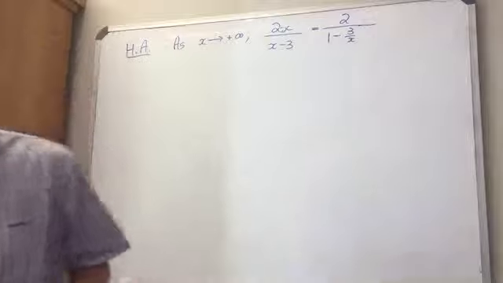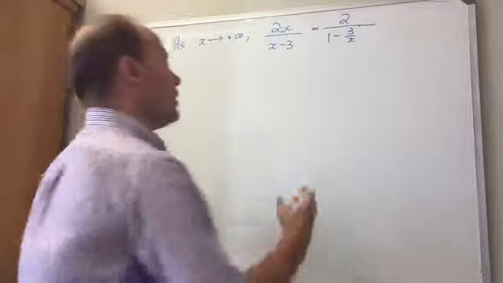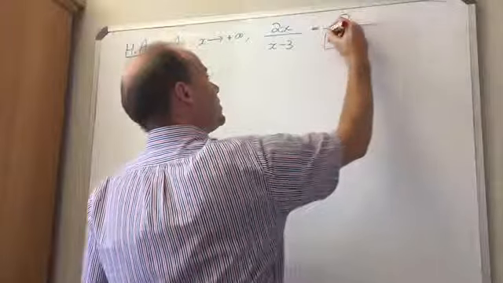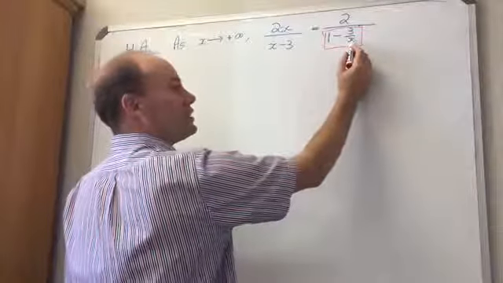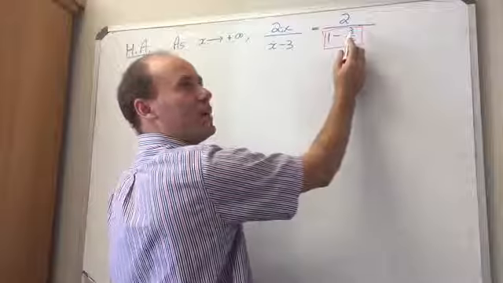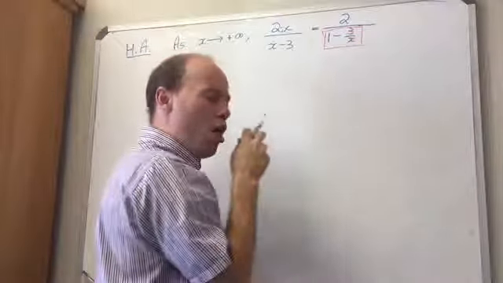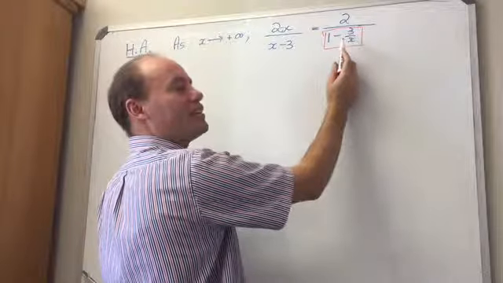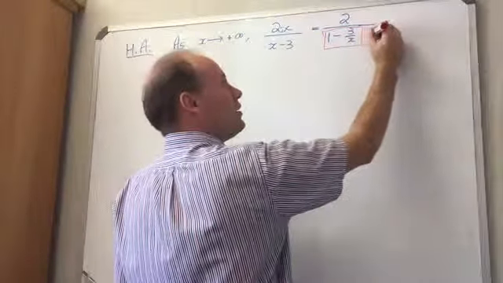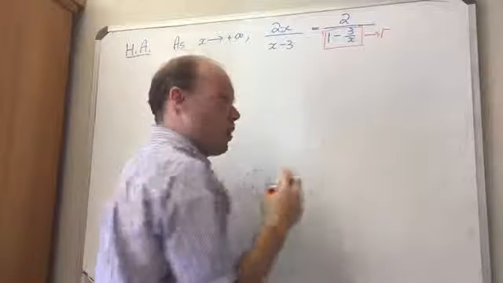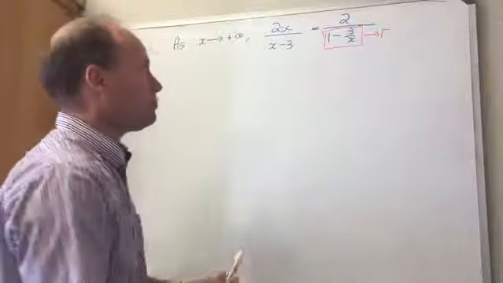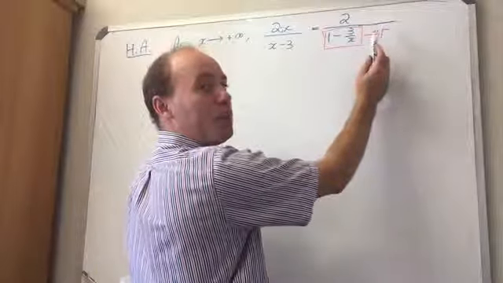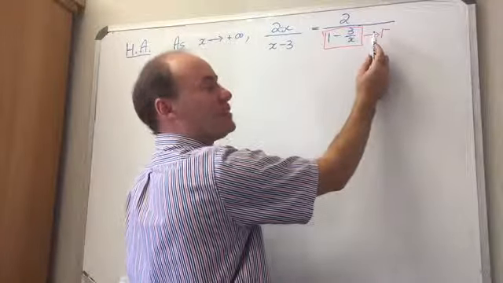Then we observe that for the thing on the bottom, x is tending towards plus infinity, which means that 3 over x is tending towards 0 from the right. So 1 minus 3 over x is tending towards 1 from the left. For example, it'll be 0.9, 0.995, 0.998, and so on.